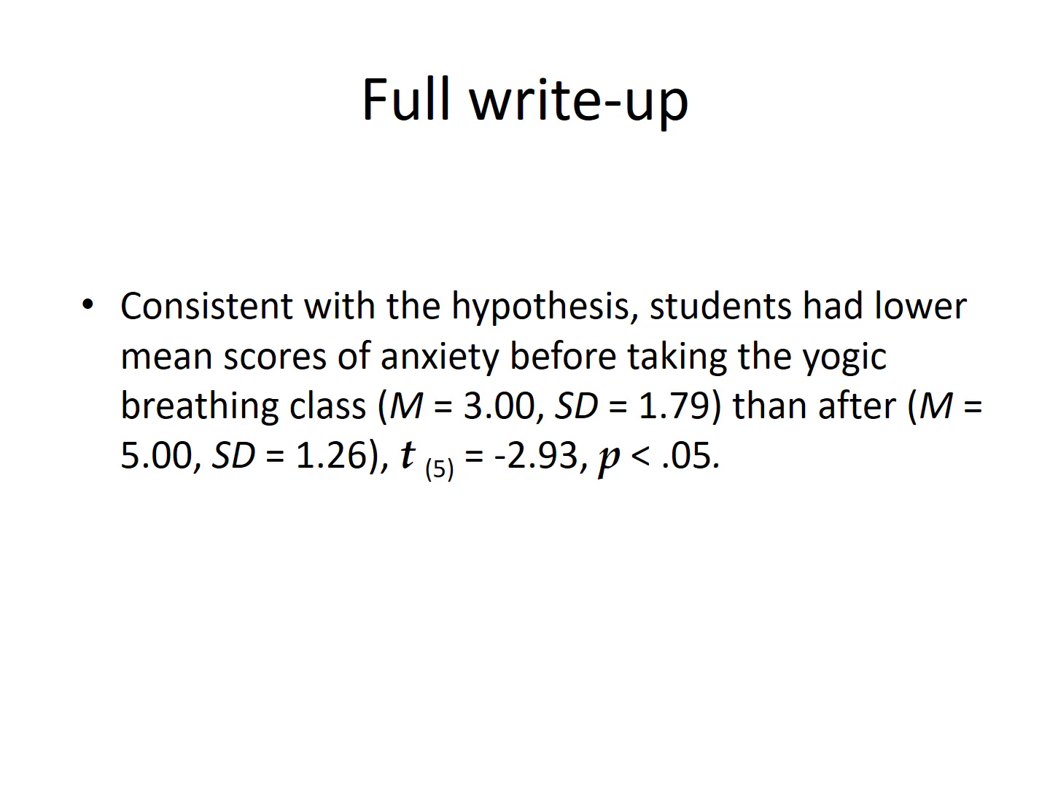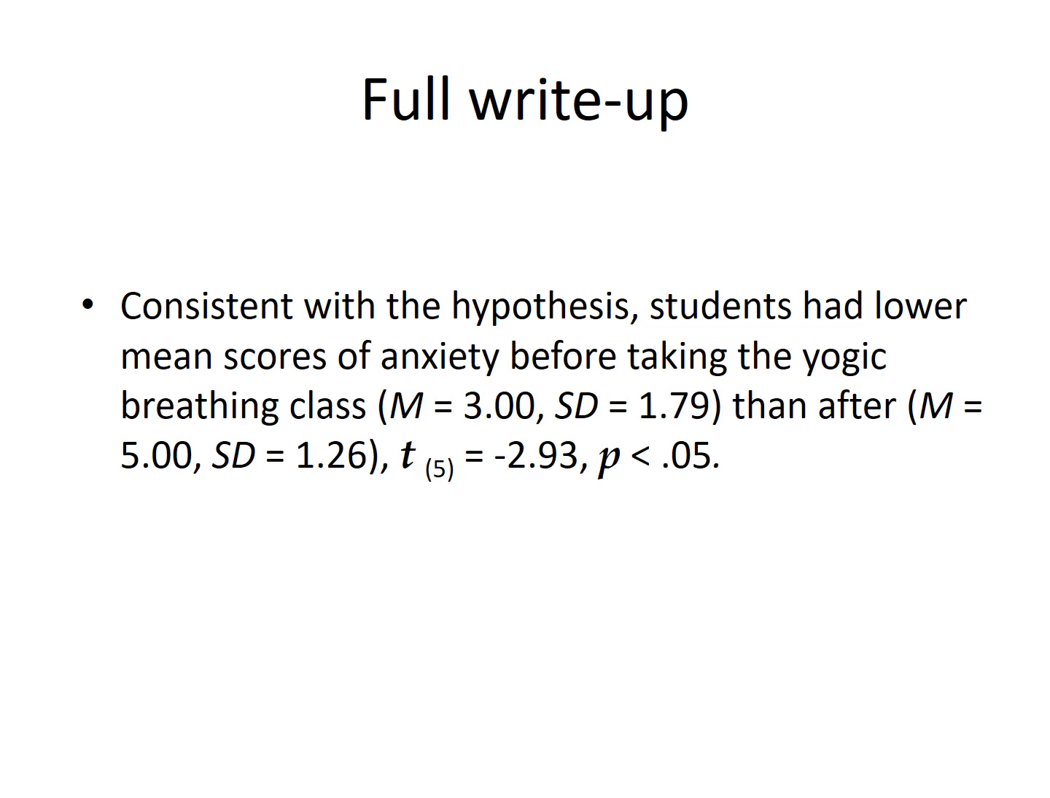So here I have an example of an APA write-up where we start by stating whether or not the hypothesis was supported and reiterating what that hypothesis was, provide the means and standard deviations for pre-test and post-test, and then follow it up with that familiar string of numbers that we've been using in APA format. So let's just look at that string of numbers at the end first before we read the full statement, where you see comma, t of 5 equals negative 2.93, comma, p less than 0.05.